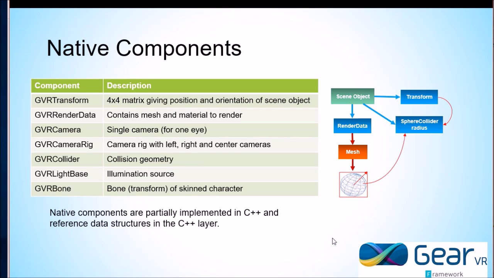Now, all scene objects have a transform, but not all scene objects have these other components. These are optional ones. GearVR render data is only there on displayable components that actually are visible in the scene, but there are scene objects that could have components like lights or cameras that aren't visible in the scene, but nevertheless they're there and they're interacting. Last lesson we saw collider, an example of a collision geometry component.